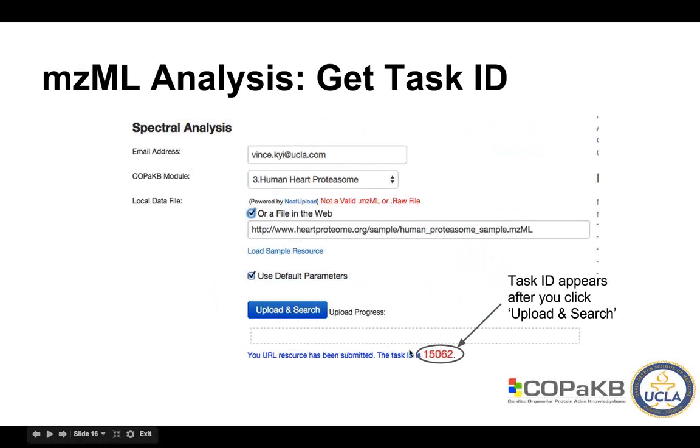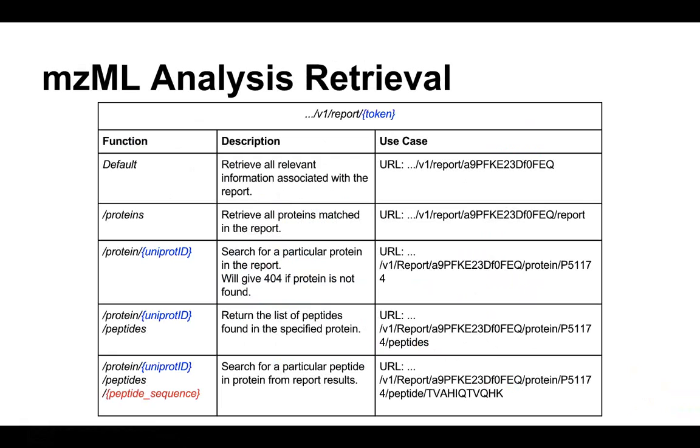And we're working to replace this task ID with a randomized token, so that it's not just a consecutive number like 15062, and this will be for security purposes. Once the analysis is finished, you'll receive an email saying that your analysis is finished, and you'll receive a token. With that token, you can access your report through the API.